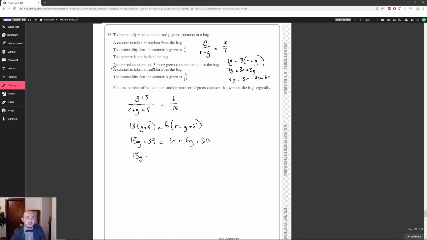So 13g plus 39, 6r was 8g, and we can now start collecting these together. So we've got 14g there and 13 on the right, so we're going to subtract 13g from both sides to give us g, and take the 30 over and make it a minus, and we get 39 minus 30, which is 9. So g is equal to 9, and so r is equal to 4g over 3 when I rearrange that. So r is equal to 4 lots of 9, which is 36 over 3, r is equal to 12. Okay? So green is 9 and red is 12.